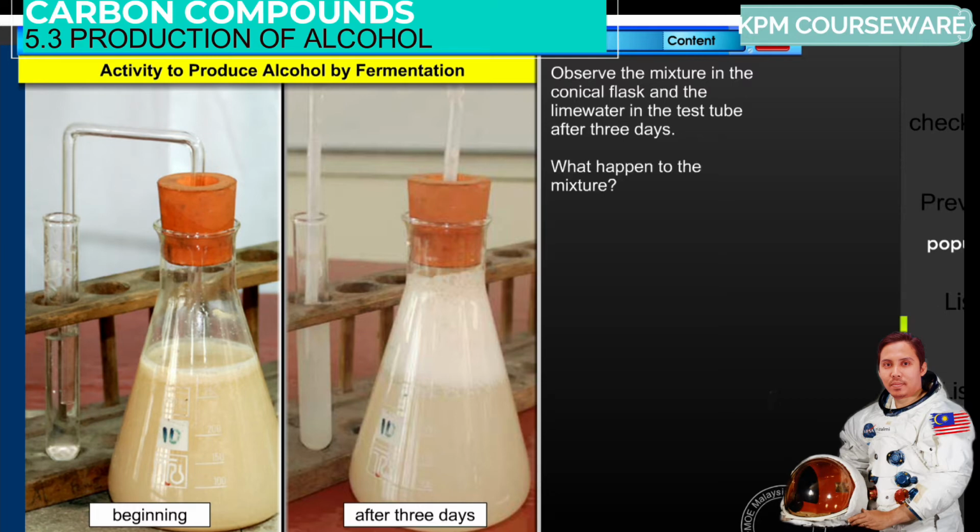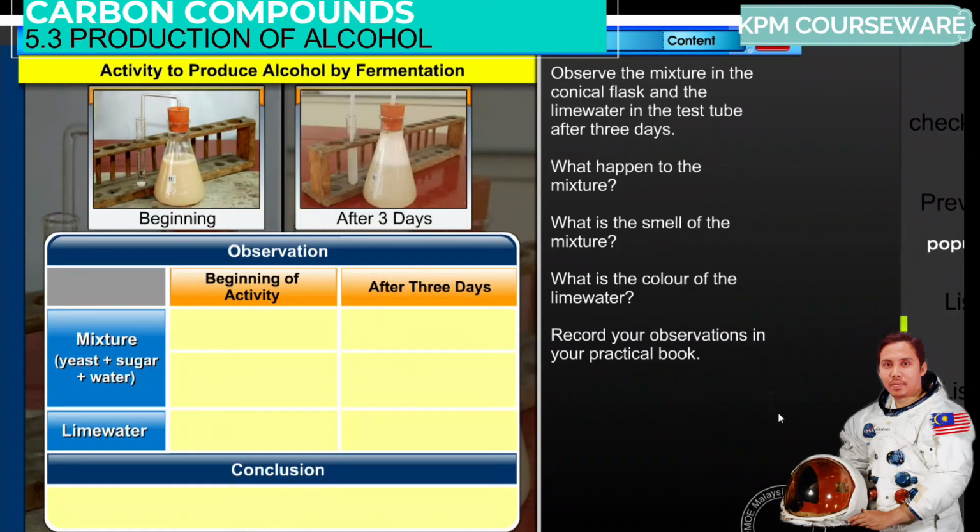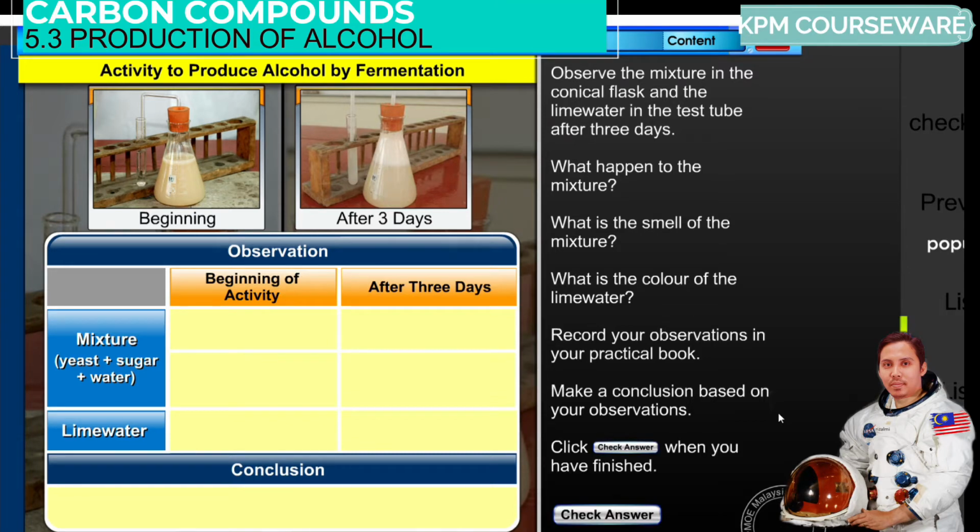What happened to the mixture? What is the smell of the mixture? What is the color of the lime water? Record your observations in your practical book. Make a conclusion based on your observations. Click Check Answer when you have finished.